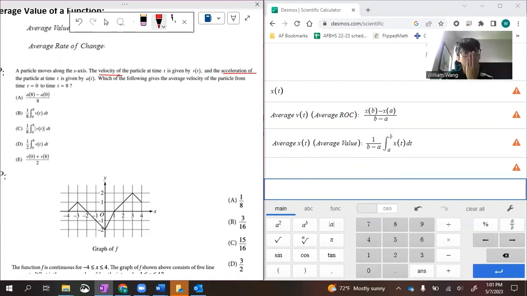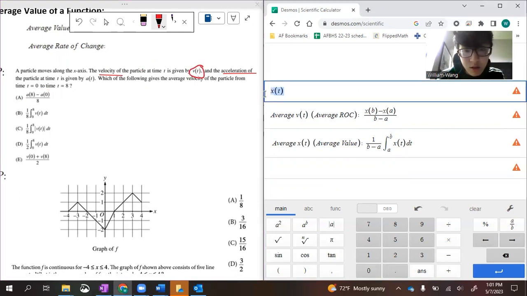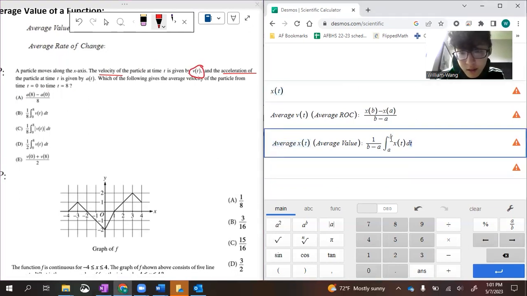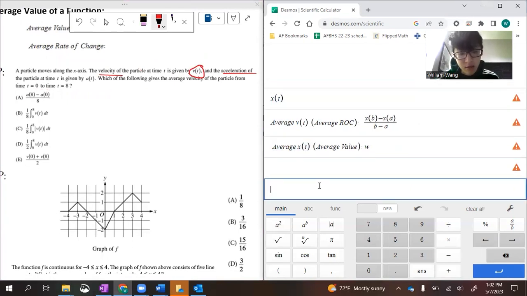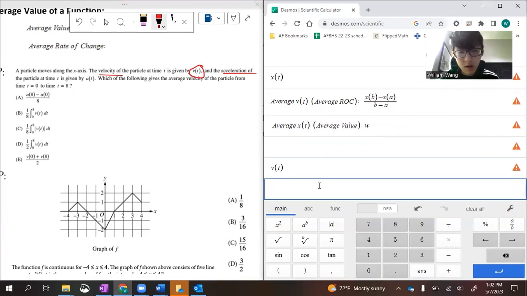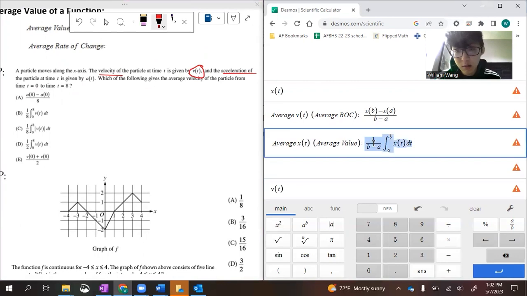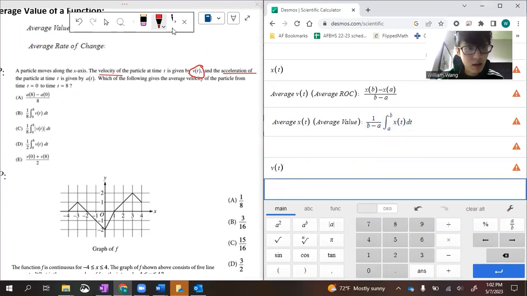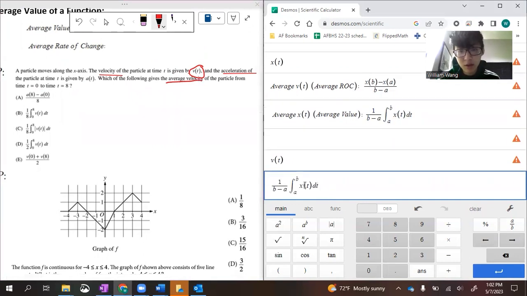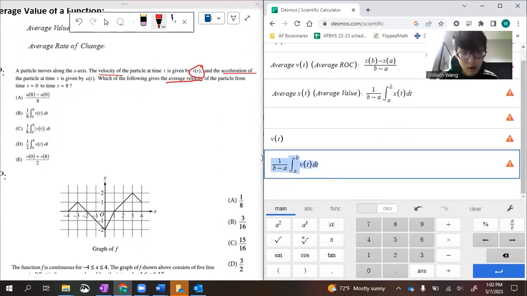Well, if the velocity is given by v of t, it's the same deal here. The position was given to us, so the average position is literally just using the position function in this equation. Well, if the velocity was given to us, then the same deal. My average velocity, which is what they're asking for, is simply going to be me using this equation, but with velocity. So do I have that anywhere? Well, let's plug in actually from time equals 0 to time equals 8.